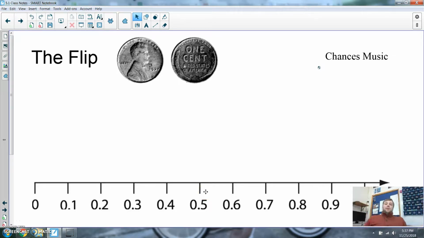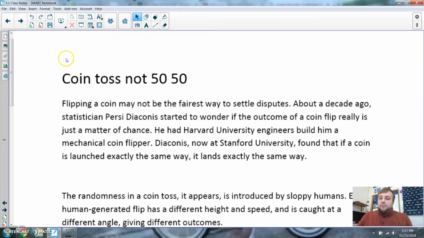Whoa, boy, that was fun, wasn't it? Flipping those coins. Man. So what do you think? You think a coin is truly 50-50? Well, I'm going to blow your mind. All right, there's a quick little article here.